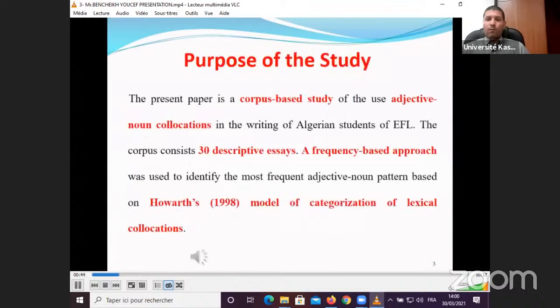Concerning the purpose of the study, the present paper is a cross-stage study of the use of adjective noun collocations in the writing of EFL learners. The corpus consists of 30 descriptive essays. For this purpose, a frequency-based approach was used to identify the most prevalent adjective noun patterns based on the 1998 model of categorization of lexical collocations.